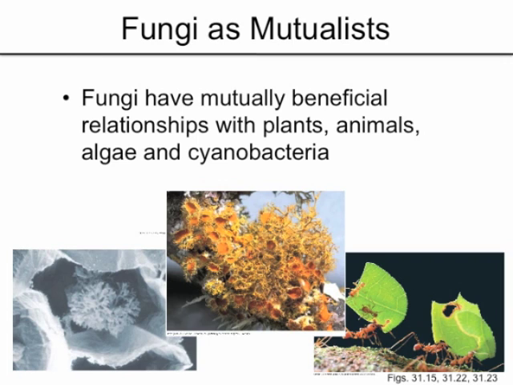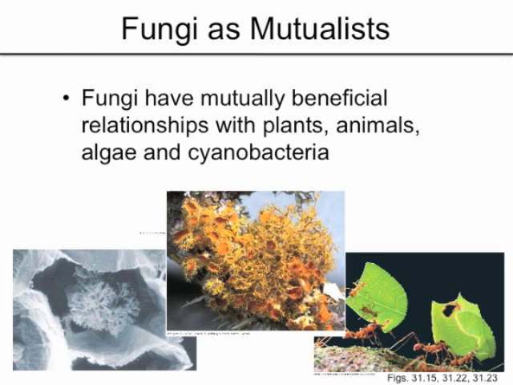So fungi also can act as mutualists. A mutualistic relationship means that both organisms are benefiting from it. And here are a few ways that fungi have mutualist relationships. They'll be mutualistic with plants, with some animals, with algae, with cyanobacteria, and I'm going to show you a few of these examples as we go through.